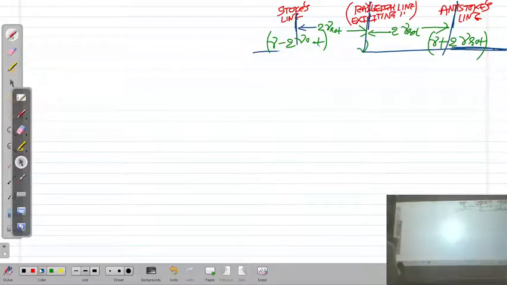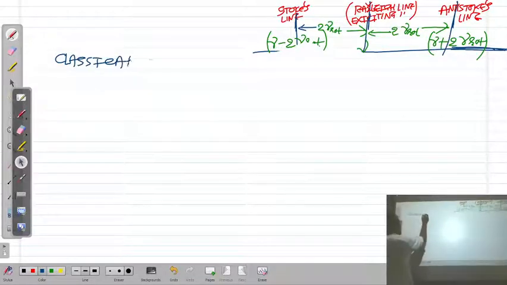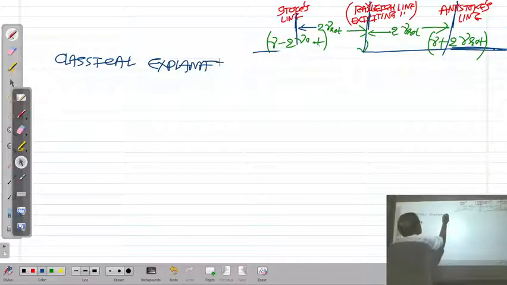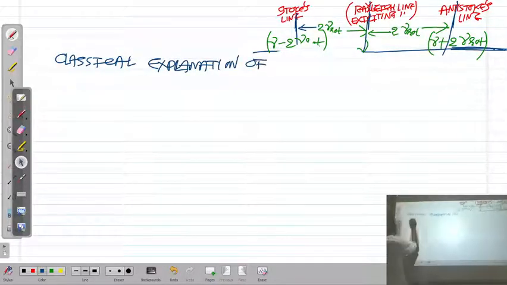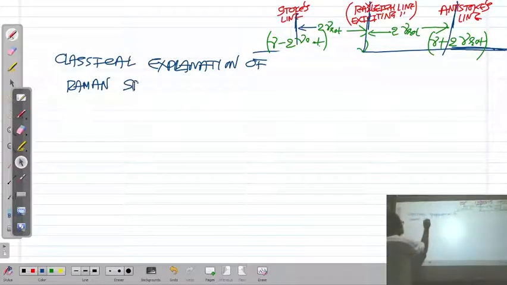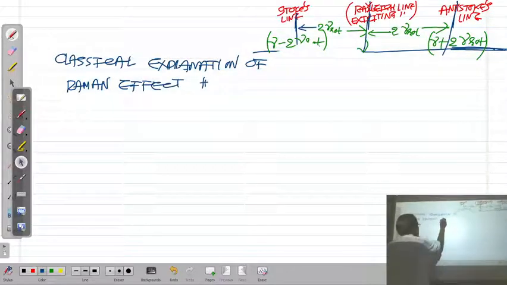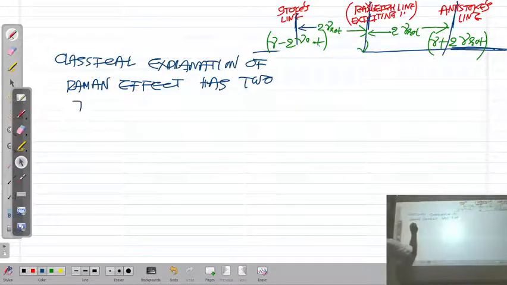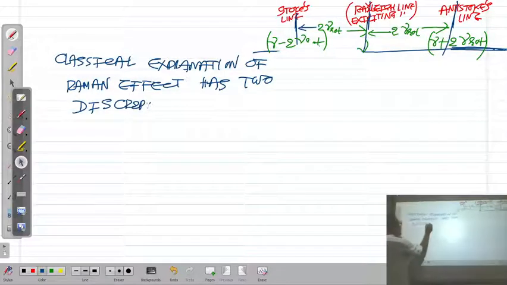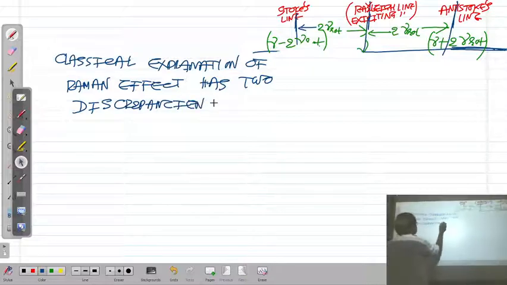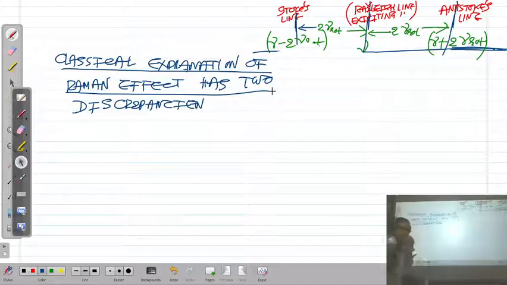Now finally we end with two limitations of the classical theory. The classical explanation of Raman effect has two limitations, or you can say two disturbances.